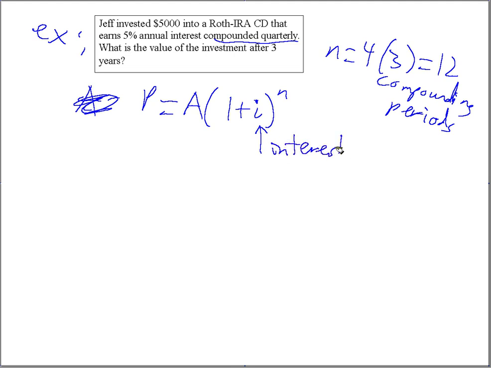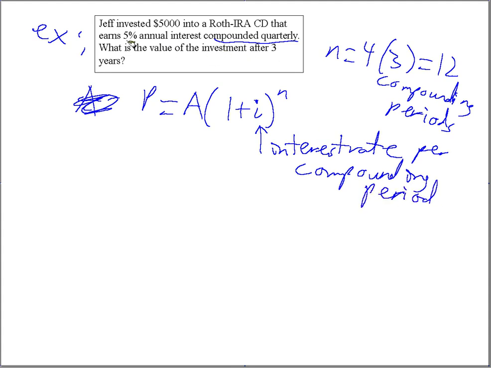Let me fix that here: interest rate per compounding period. Now, what does that mean? Since the annual interest rate is 5%, that's not my I right here. I is the interest rate per compounding period. Sorry for the confusion earlier. So we need to divide the 5% by 4 in this case, because there are 4 compounding periods. This is the interest rate per compounding period.